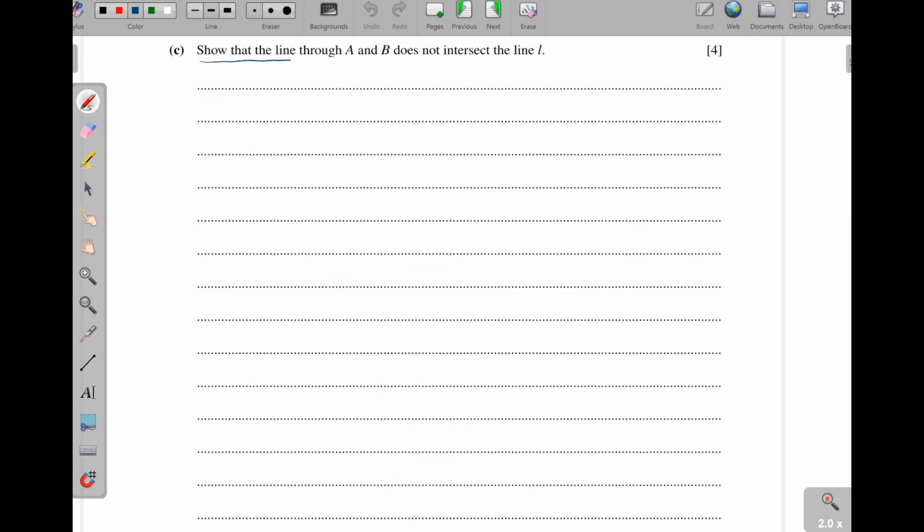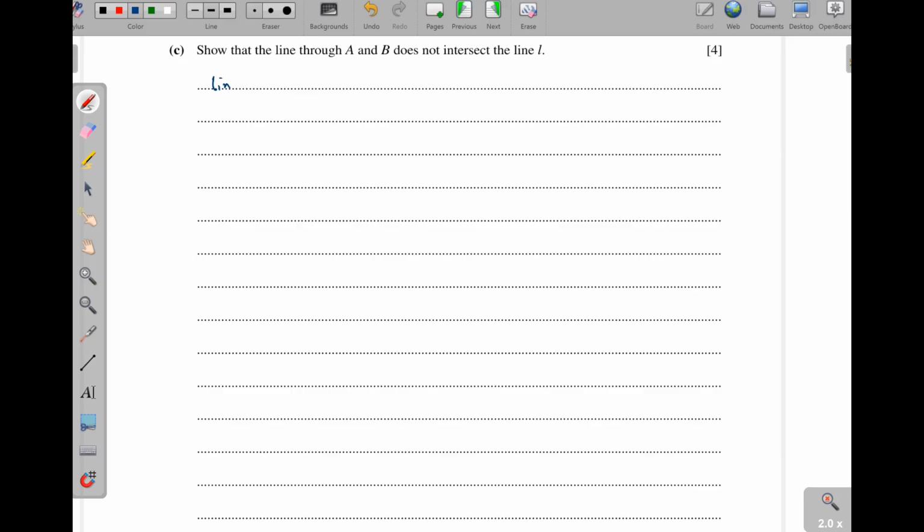Part C, show that the line through A and B does not intersect the line L. Okay, now if they do not intersect, then we solve these two. First of all, we show that they intersect, so we solve these two simultaneously. I'm going to get three equations, so I can solve two simultaneously. Then I use the values of lambda and mu that I've gotten to substitute in the third equation that is remaining. So if it fails to be satisfied, then the two lines do not intersect.